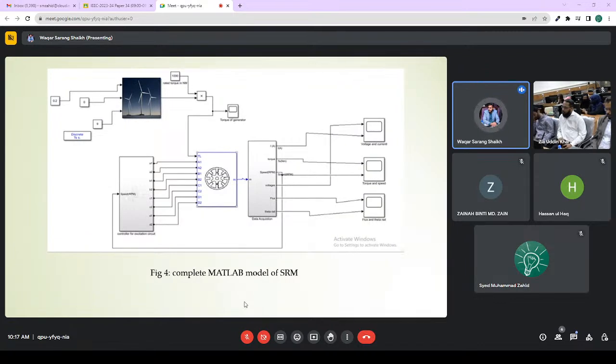It acts as a switch reluctance generator for wind energy. A wind turbine has three inputs: generator speed, pitch angle, and wind speed. The output of the wind turbine is torque in per unit. The generator is the machine used as a generator. The switch reluctance generator takes input from the excitation circuit and provides outputs like voltage, current, and speed.